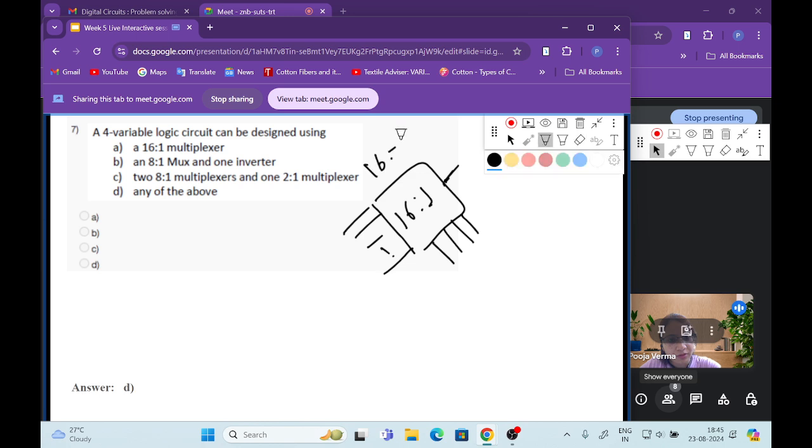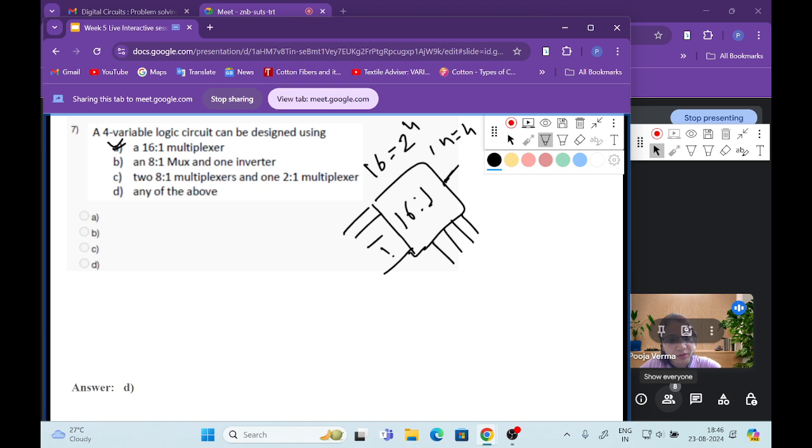16 can be written as 2 to the power 4, where n is equal to 4, which means we can make a 4-variable logic circuit. We can take 4 variables in order to implement it. Now option A is correct. We can design a 4-variable logic circuit with a 16 into 1 multiplexer.